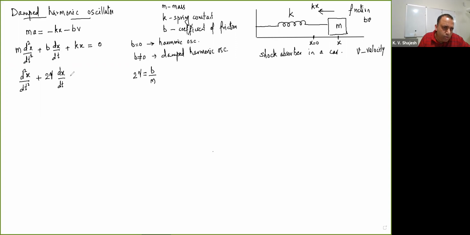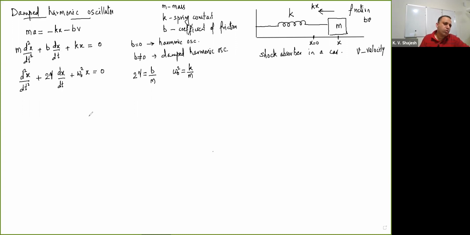And there is k over m in the next term when I divide out by mass m. Now that I define to be the characteristic frequency of the harmonic oscillator: omega naught squared is equal to k over m. That's our primary differential equation.